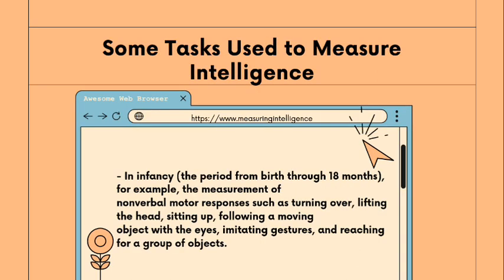Some tasks used to measure intelligence. In infancy, the period from birth through 18 months, intellectual assessment consists primarily of measuring sensory motor development. This includes the measurement of nonverbal motor responses such as turning over, lifting the head, sitting up, moving objects with the eyes, imitating gestures, and reaching for a group of objects.